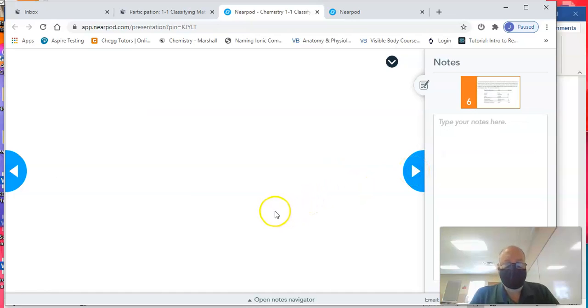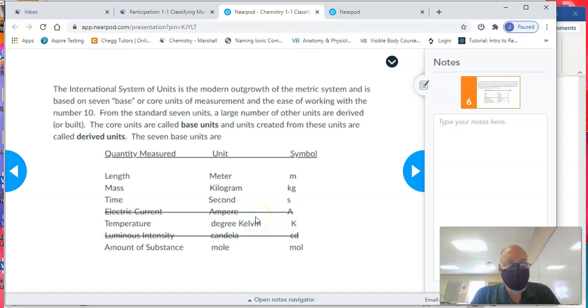It's the logical outgrowth of the metric system, and it's based on 7 base or core units of measurement and the ease of working with the number 10. From the standard 7 units, a large number of other units are derived, and the word derived means built on. If something is derived, it's built on something else. These core units are called base units, and units created from these units are called derived units.